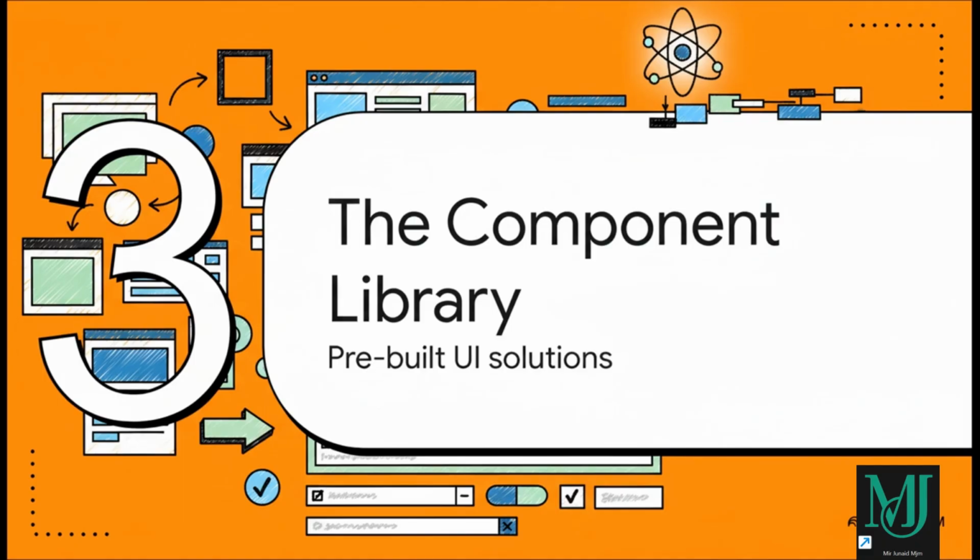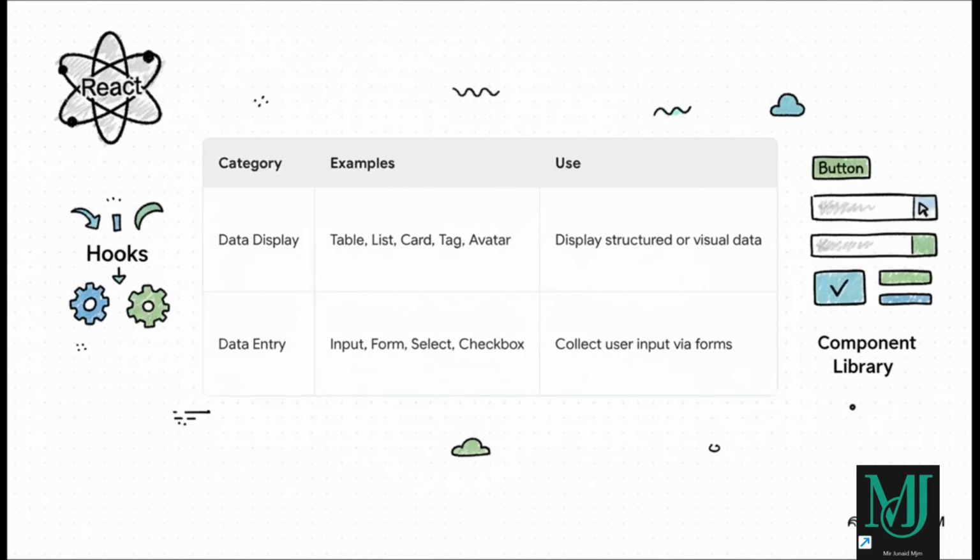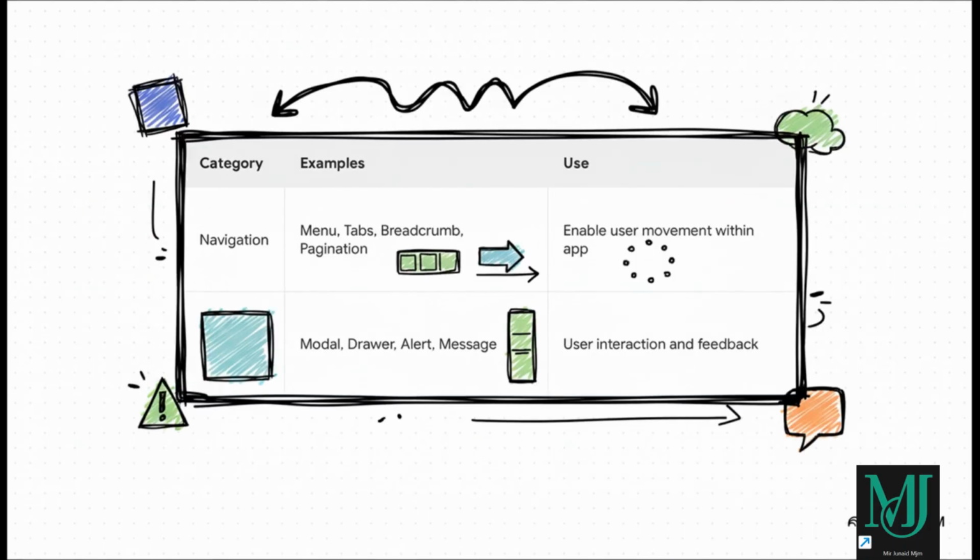These libraries break down the UI into really logical categories. You have your fundamental components for displaying data, like your tables and cards. Then your components for data entry, like forms and inputs. And then you have all the navigation components that help users get around, things like menus and tabs. Just as important are the feedback components, your modals and alerts. Those are absolutely crucial for a good user experience.